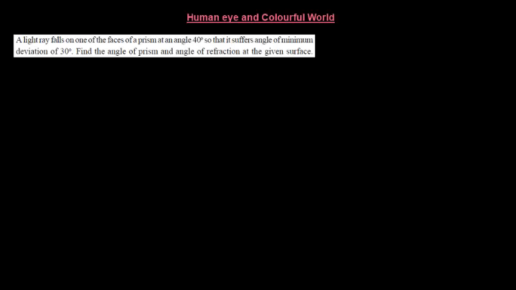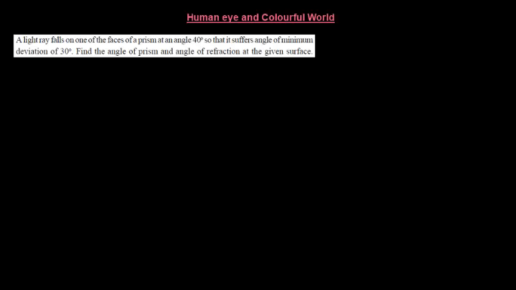In this video, we are going to solve this problem. A light ray falls on one of the surfaces of a prism at an angle of 40 degrees so that it suffers angle of minimum deviation of 30 degrees. Then, find the angle of prism and angle of refraction at the given surface.